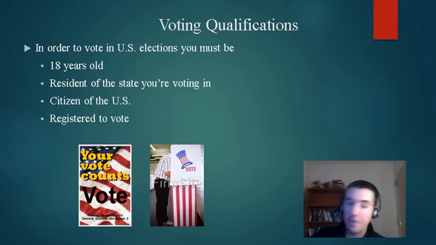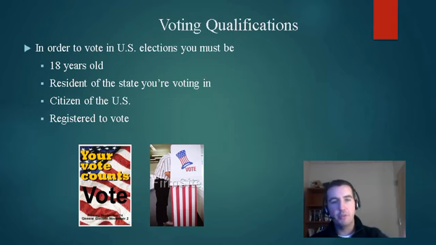So let's start out with who can vote in this country. As you know from a previous lesson, it hasn't always been like this. It used to be really, really tough or illegal for a lot of different people in the United States to vote. But today, we have what you see up on the screen.